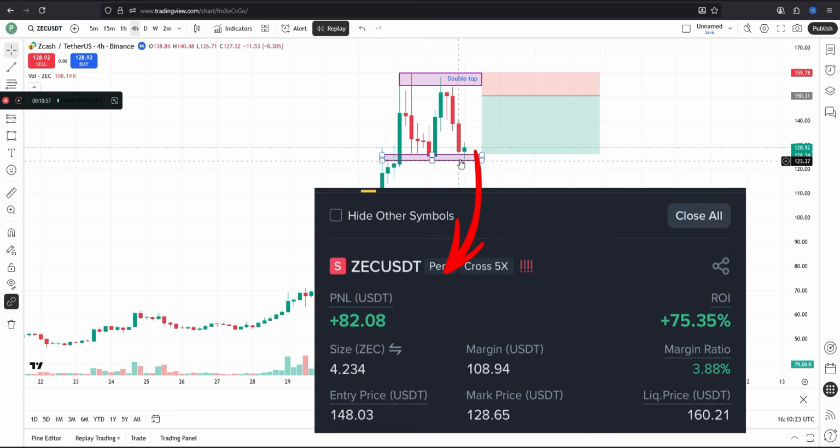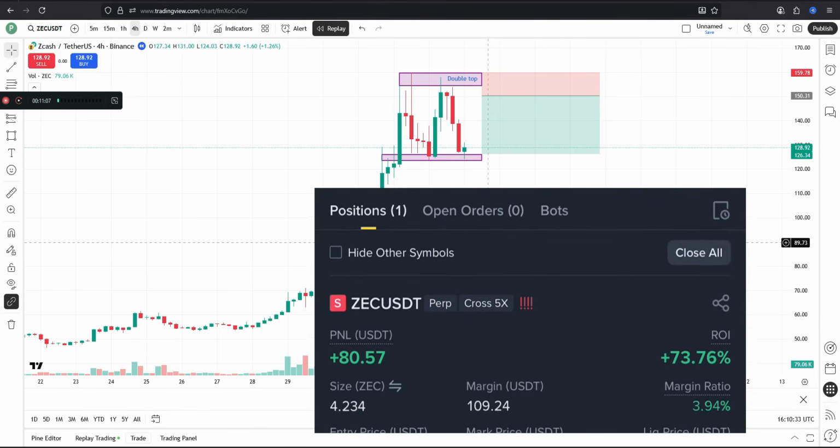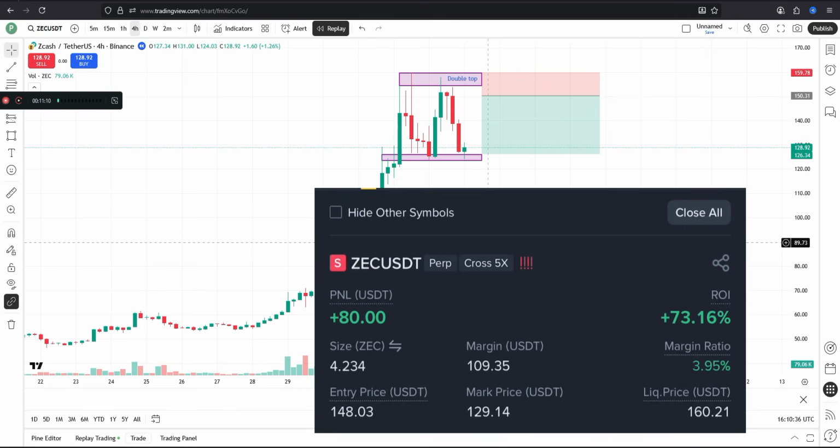You could see the market dropped to exactly 124. That means our take profit 1, take profit 2, and take profit 3 were all hit. That is how to make $80 with less than what? With less than $50 or $100. Almost 100% of your capital in a day.